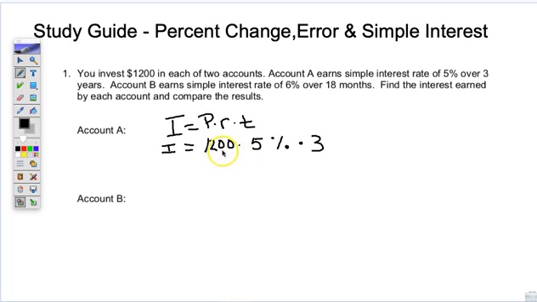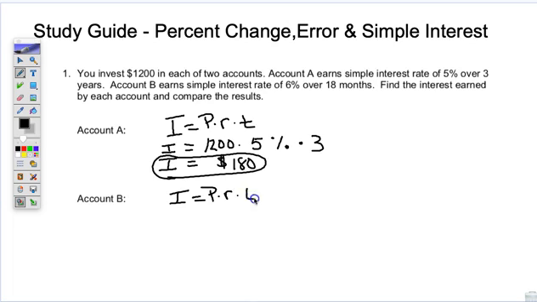So in this first problem, multiply the 3 together and fill in your result. You should get $180 in earned interest. Let's compare that to account B. Once again, you're going to write down the simple interest rate formula and fill in the parts that you know. We again are looking for I. We have $1,200 again, and this time we're investing it for 6% interest over 18 months.